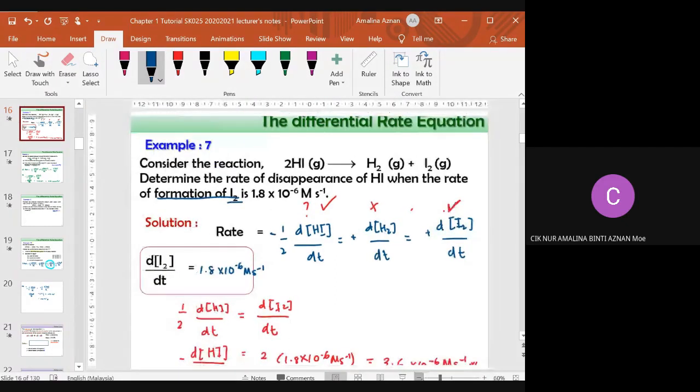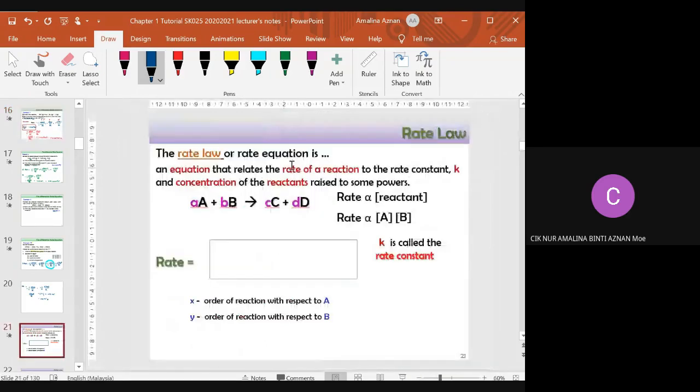Right, so for your rate law, what is rate law? Rate law is a rate equation which relates the rate of a reaction to the rate constant, denoted by the symbol small k, and the concentration of reactant raised to some powers. Raised to some powers, Miss will explain in detail later. This is what we call the order of reaction.